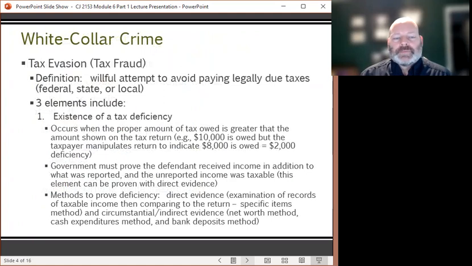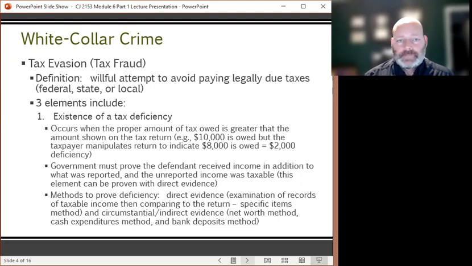There's several crimes that fall under the category of white-collar crime. The first one we'll discuss is what's known as tax evasion or tax fraud. This is the willful attempt to avoid paying any taxes that are legally due, either at the federal, state, or local level. There's three elements to tax evasion. The first element is that there be an existence of a tax deficiency. This occurs when the proper amount of tax owed is greater than what's shown on the defendant's tax return.